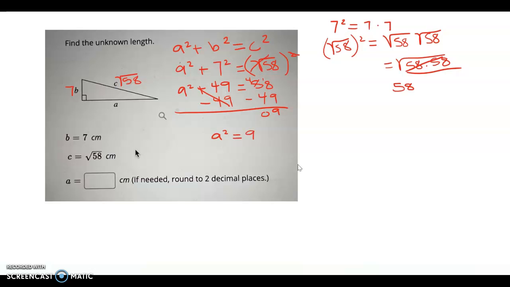Now we need to actually find A. And so we've got a square root each side. So here A will equal 3. And so our final answer here is going to be 3.